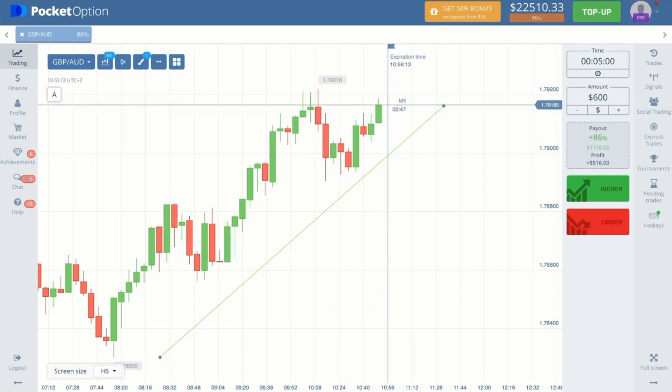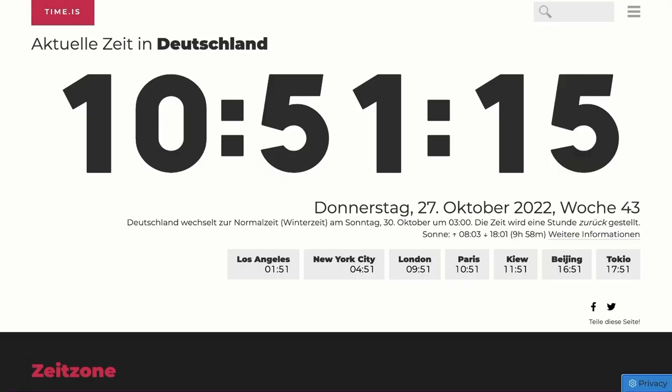Remember, the generator is working on German time frame. So the current time in Germany is 10:51 AM and the next signal is at 10:55 AM.